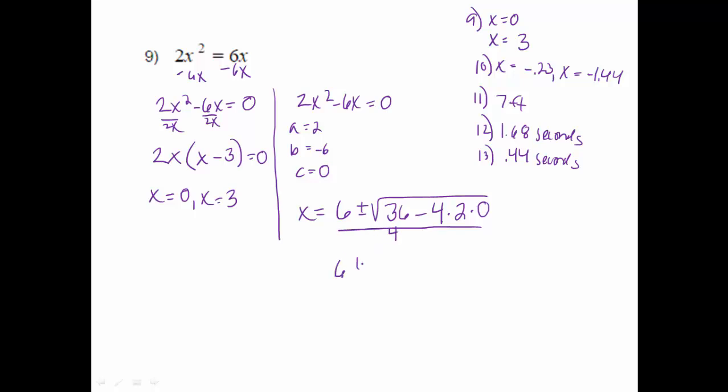Okay, so we're going to have 6 plus or minus. And then if we do the square root of 36 minus 4 times 2 times 0, we will get 6. So we're going to divide that by 4. So 6 plus 6 is 12. 12 divided by 4 is 3. And then 6 minus 6 is 0. And 0 divided by 4 is 0.